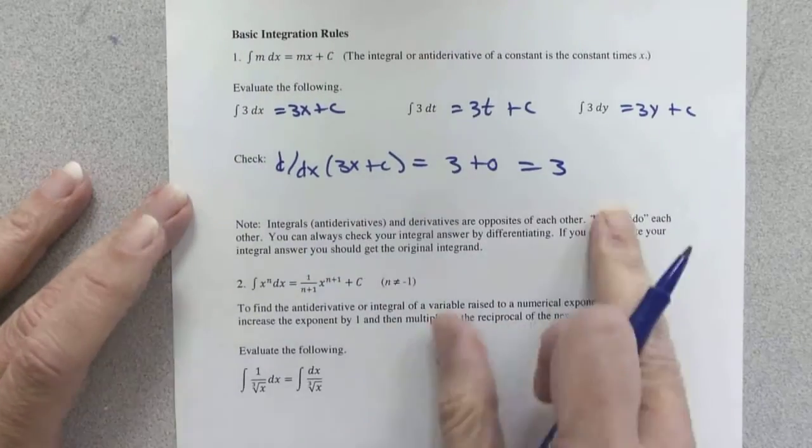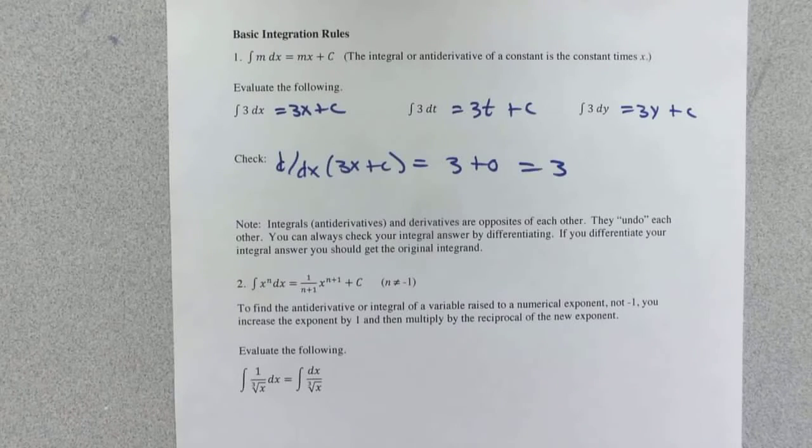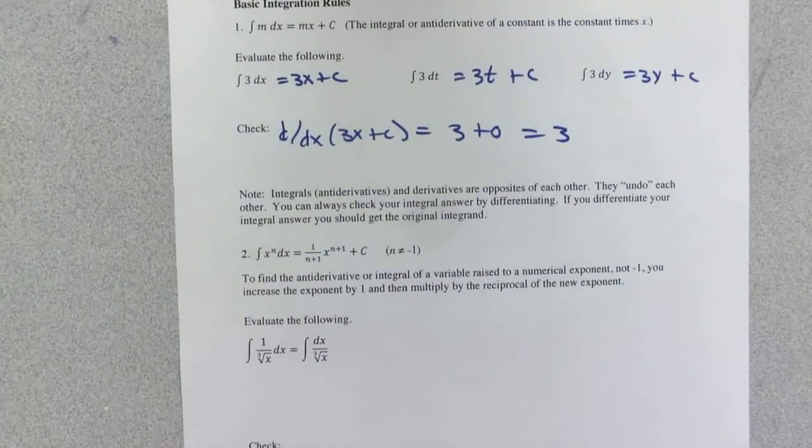Okay, continue on. So we just checked, and then I write down here, note: integrals, antiderivatives, and derivatives are opposites. They undo each other. You can always check your integral by differentiation. If you differentiate your integral answer, you should get the original integrand. Always.